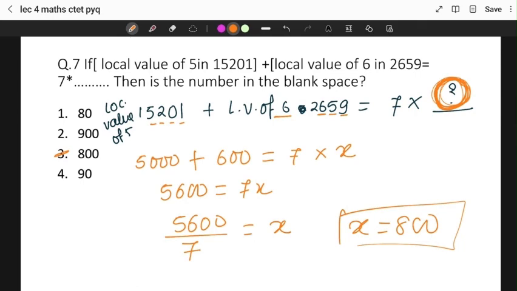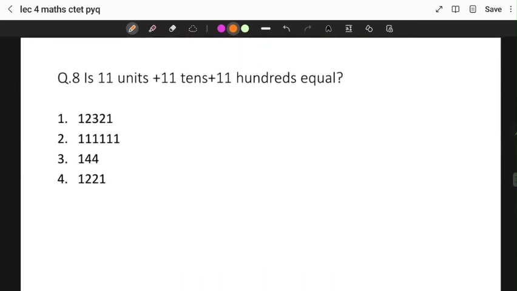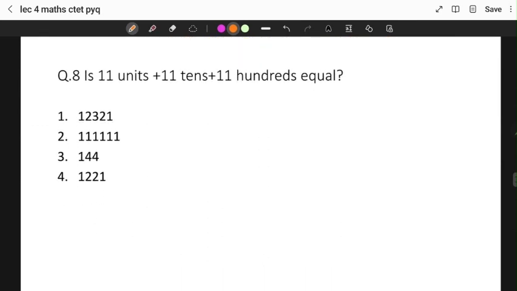Again, the question is based upon the local value. If you have the concept clear about local value, whichever digit they have asked us to find, just check how many digits are there after that particular number. They asked us to calculate the local value of 5, so after 5 there were 3 digits, so just give 3 zeros after 5. Similarly for 6, after 6 there were 2 digits, so I have given 2 zeros after 6. This is how I have calculated the answer, and the answer for the given question is option C, that is 800. Moving on to the next question: is 11 units plus 11 tens plus 1100 equal to what?